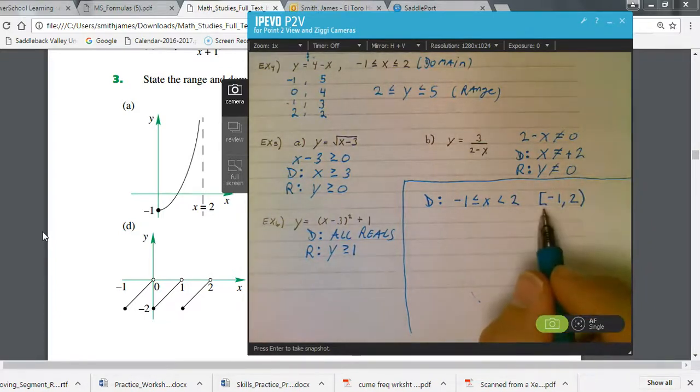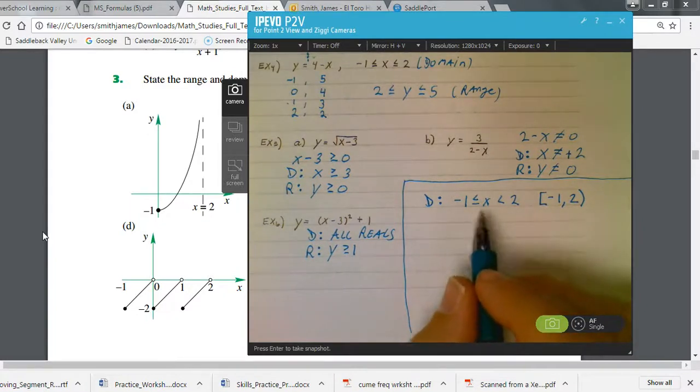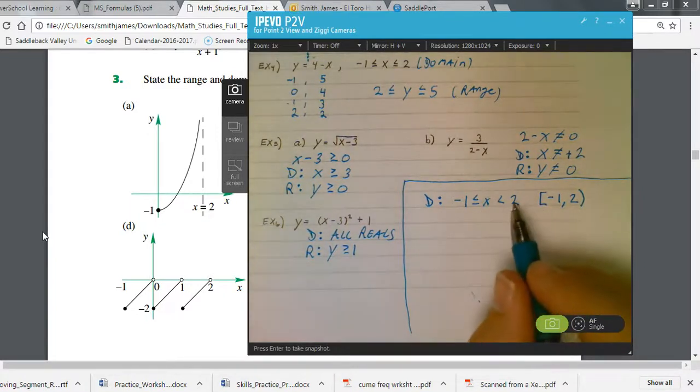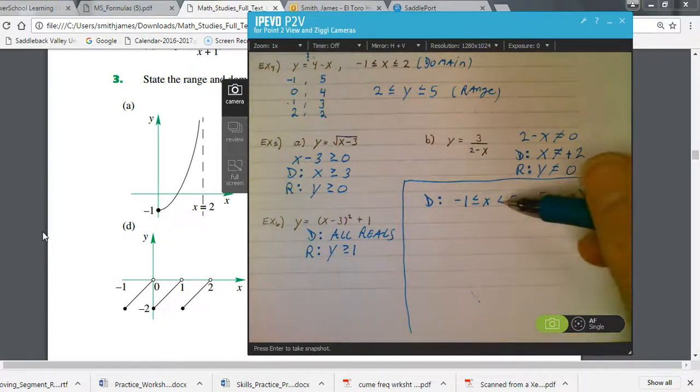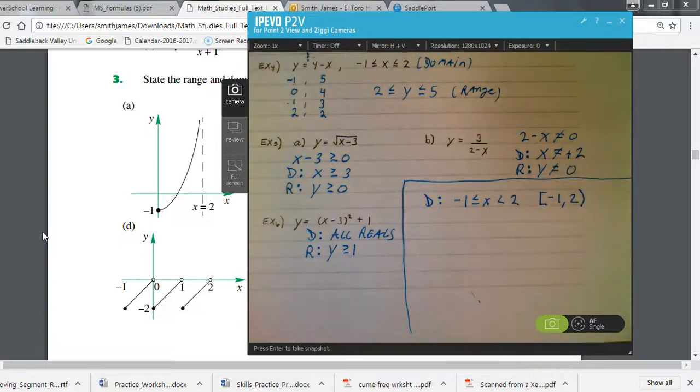Remember, we use the hard bracket whenever you have an equal sign, and we use a parenthesis when there is no equal sign. This is another way that we can write domain and range, so don't be surprised if you're checking answers and you see something like this as opposed to something like this. But they do mean the same thing, and we can write it either way.